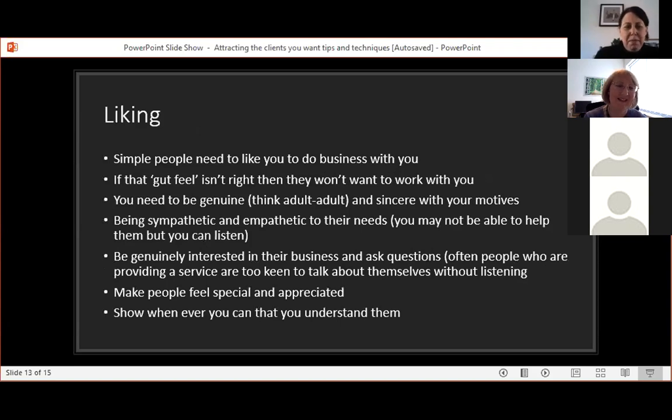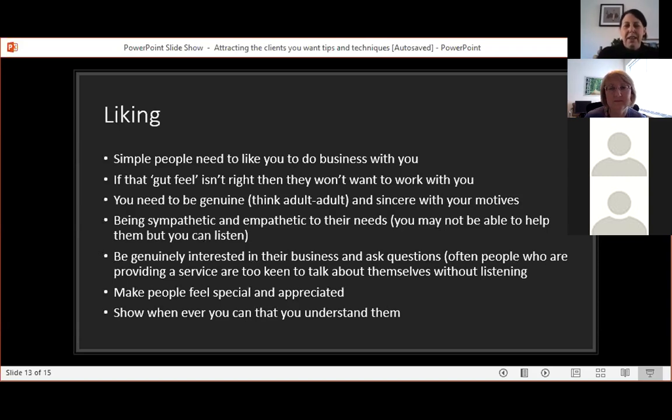It's a very simple one, but it's about liking. People, not simple people, but people need to like you to do business with you. It's as simple as that. And you know it yourself when you go somewhere. If that gut feel isn't right, then people don't want to work with you.